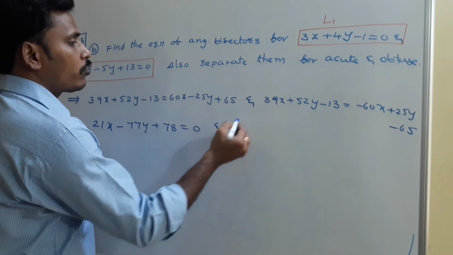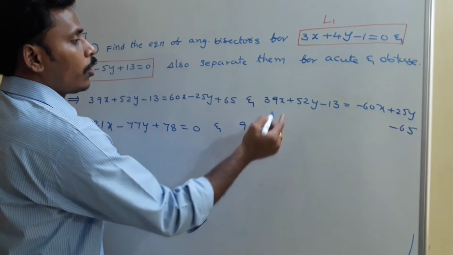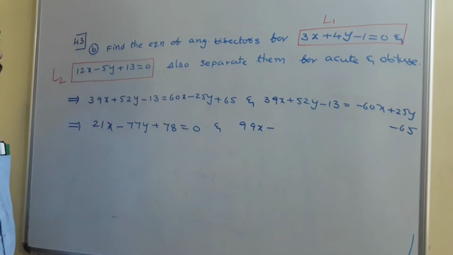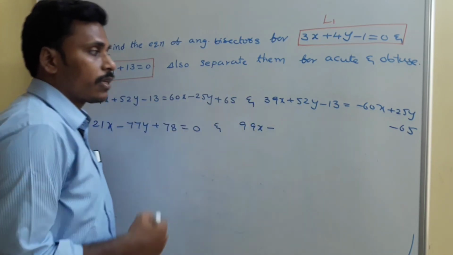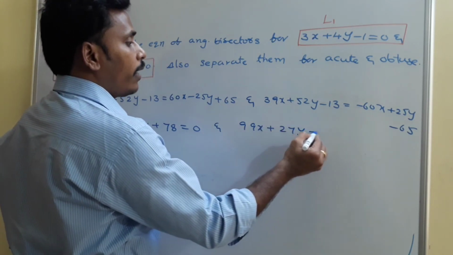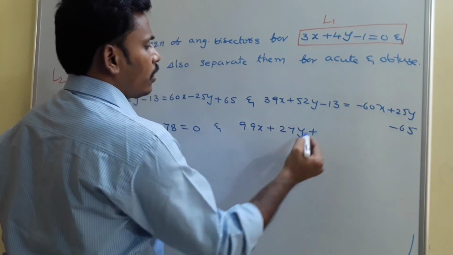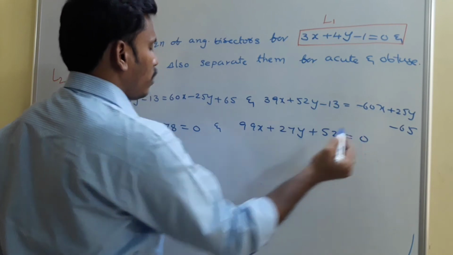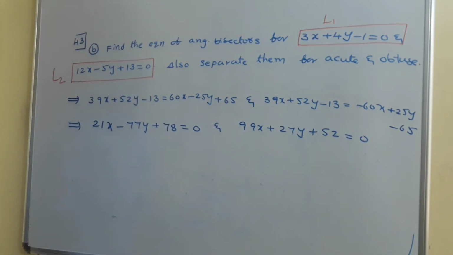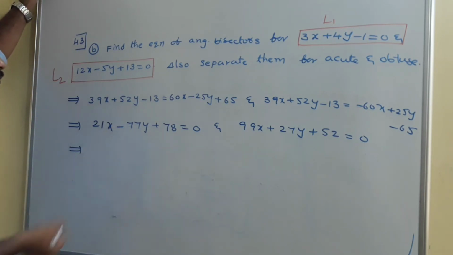And what about the second one? Now this side 99x, 52 minus 25. If 25y comes this side, 52 minus 25 is 27y, and then plus 65 minus 13. 65 minus 13 is 52, I think so, equals 0. How to simplify it? We need to simplify something. If you cancel everything here with 7 or 11, how to simplify?